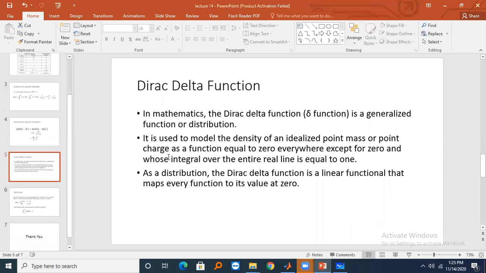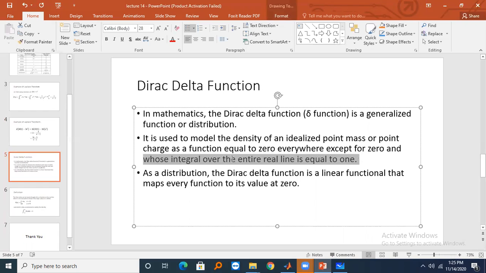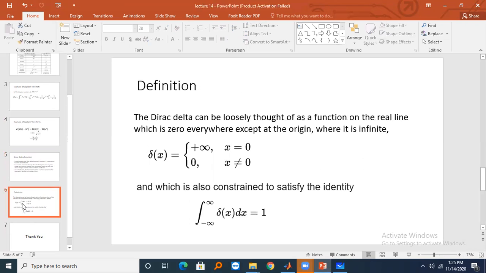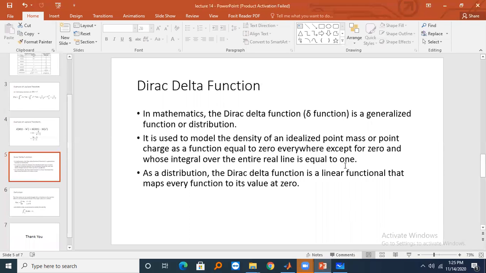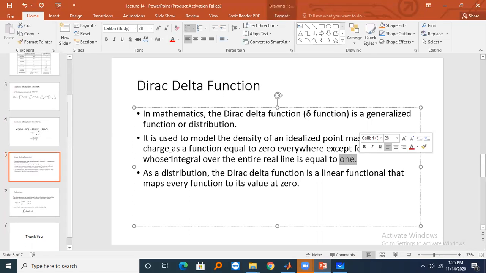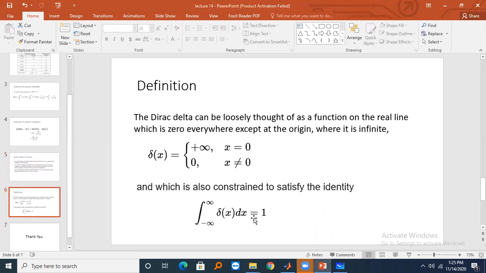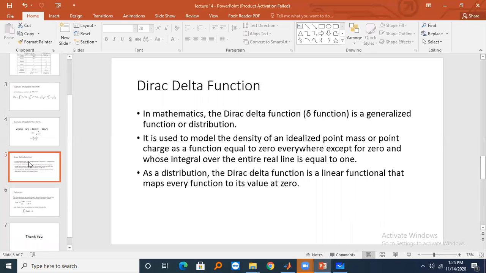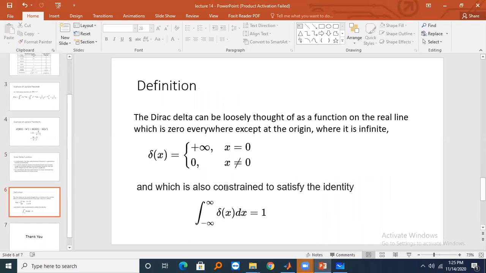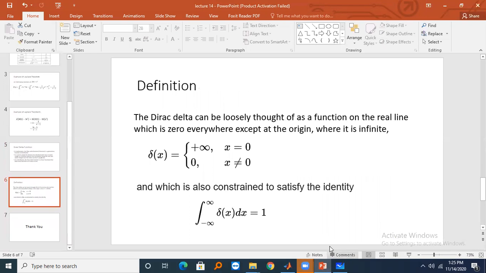So from this line you can get whose integral over the entire real line is equal to 1, sorry, it equals 1. So we can get this 1. Okay, thank you. That is all for today.